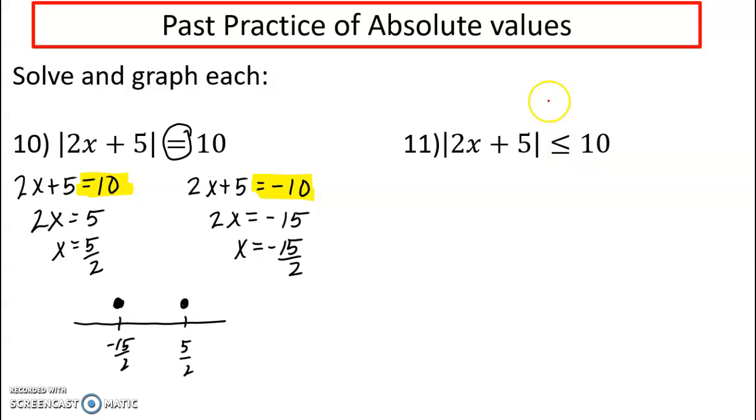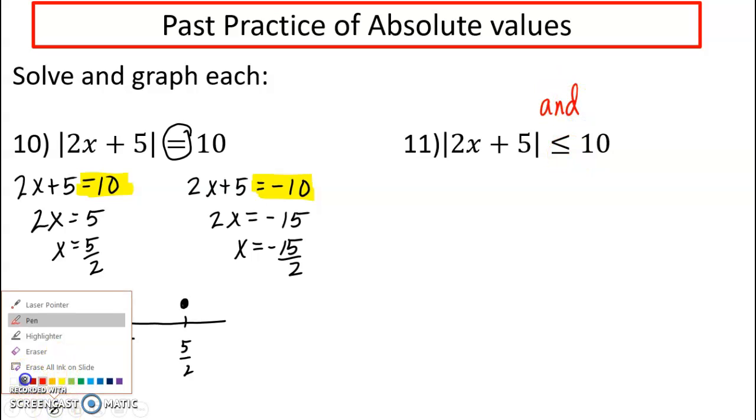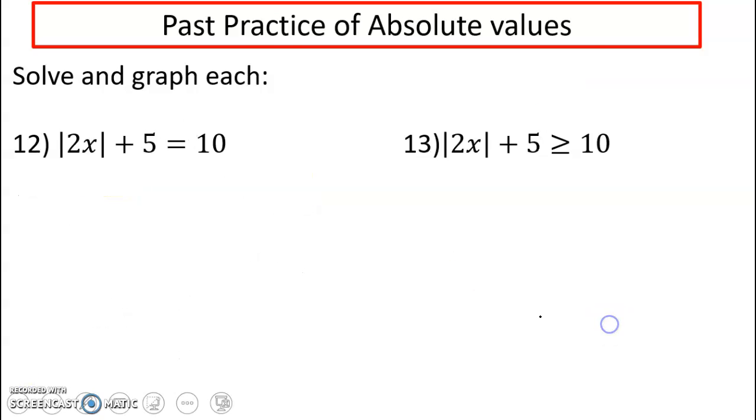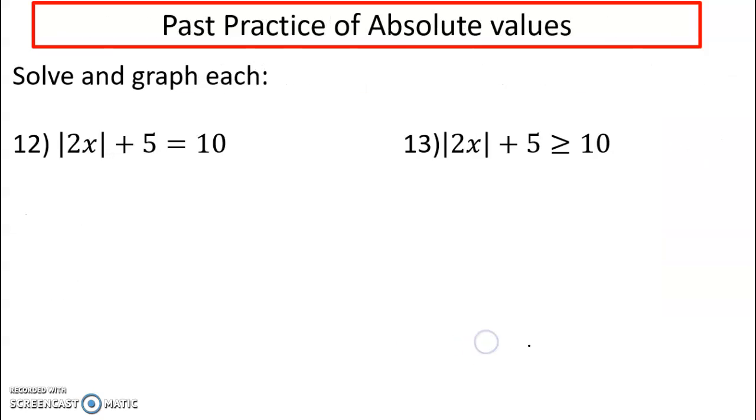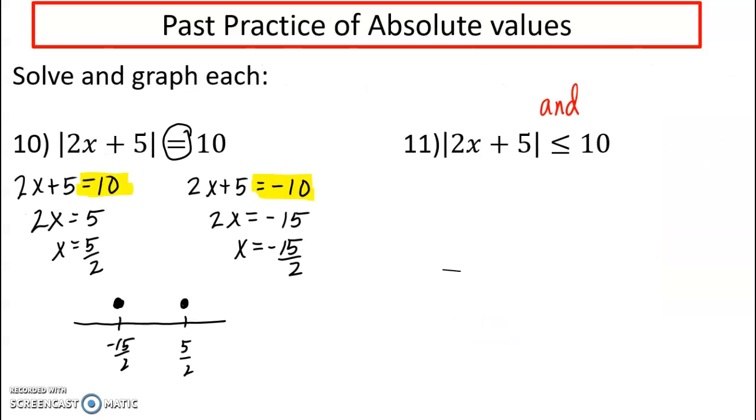This is a less than, this is an and inequality. So when I solve an and, I bound it between those two values. So I get -10 is less than or equal to 2x plus 5, which is less than or equal to 10. I lose the absolute value bar as soon as I make it into this compound inequality.